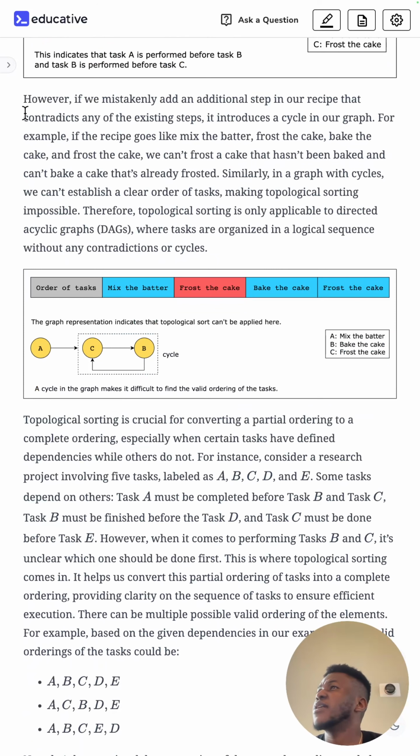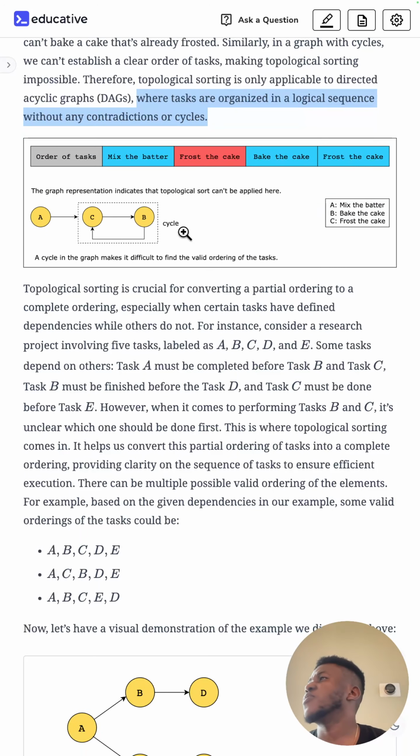However, if we mistakenly add an additional step to our recipe that contradicts any of the existing steps, it introduces a cycle in our graph. For example, if the recipe goes like mix the batter, frost the cake, bake the cake, frost the cake, we can't frost a cake that hasn't been baked and can't bake a cake that's already frosted. Similarly, in a graph with cycles, we can't establish a clear order of tasks, making topo sort impossible. Therefore, topo sort is only applicable to directed acyclic graphs, which we've mentioned before, where tasks are organized into a logical sequence without any contradictions or cycles.